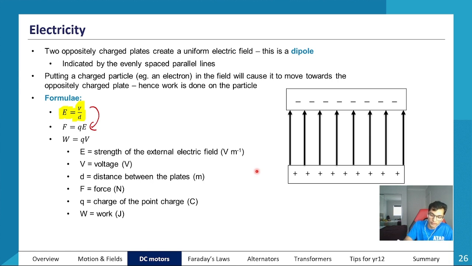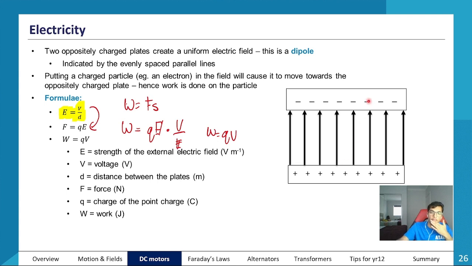And you can find the work done because we know work is equal to force times displacement. And from the second equation, we know force is equal to QE. And if you were to rearrange the first formula to find the distance, you would get work is equal to Q times E multiplied by V divided by E. And the E's cancel out, and you get work is equal to QV.